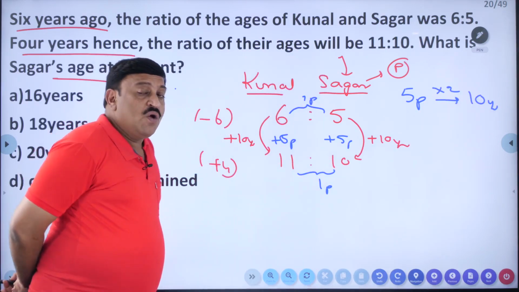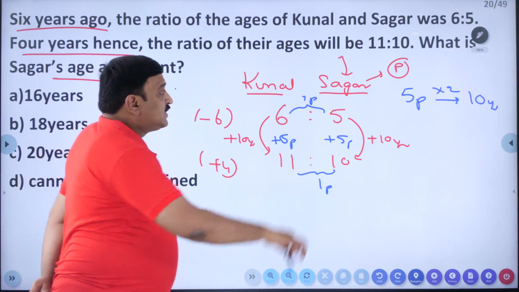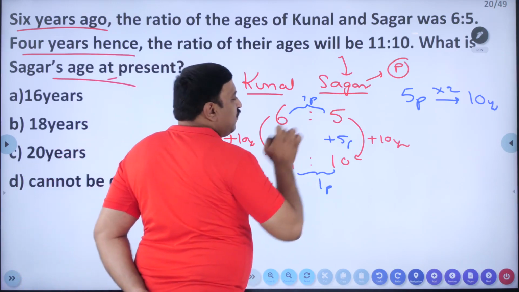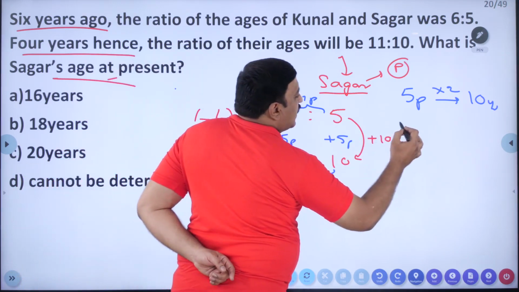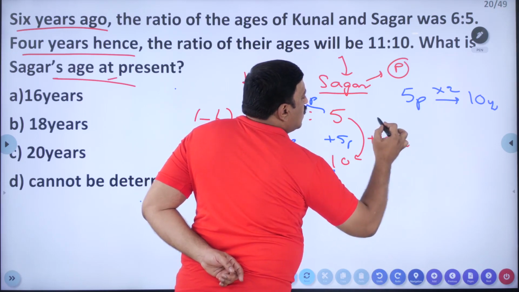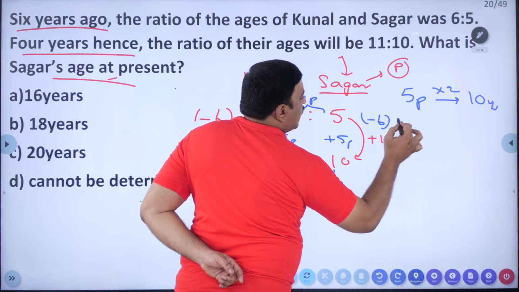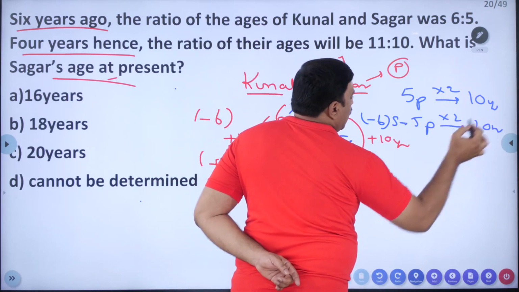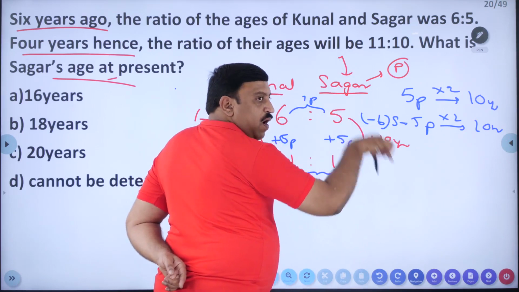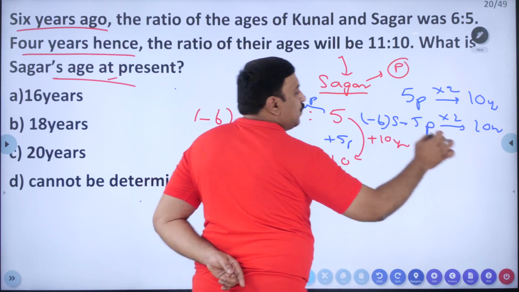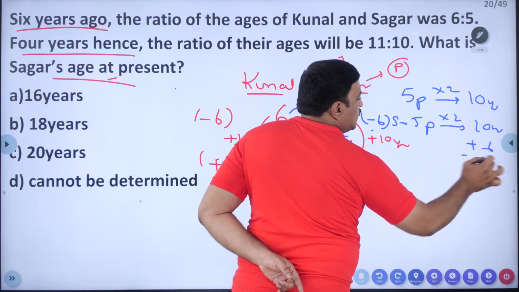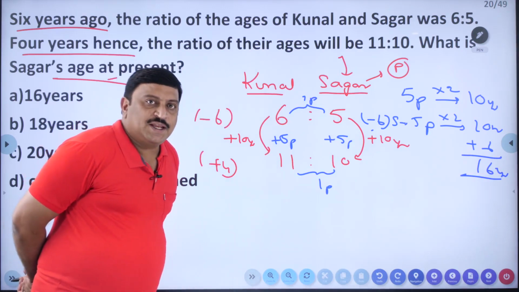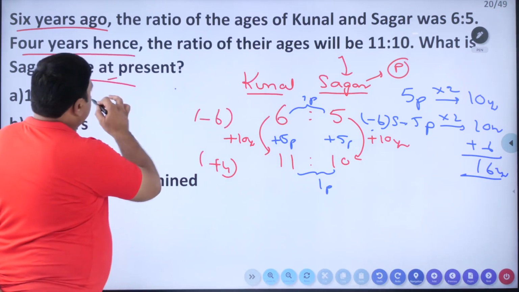Now what we need is Sagar's present age. First of all, Sagar 6 years back: just see, Sagar 6 years back is 5 parts only, right? So I'll write 5 into 2. Sagar 6 years back is 5 parts, that means 5 into 2, 10 years. I need the present, so I have to go forward, that is plus 6. Minus 6 means plus 6 here. So it is 16 years. So Sagar's age is 16 years, and your answer is the first option.